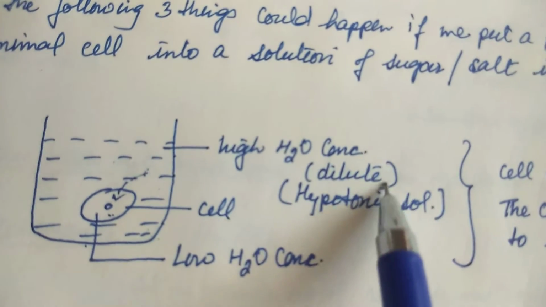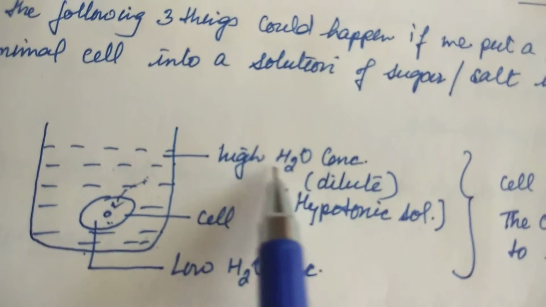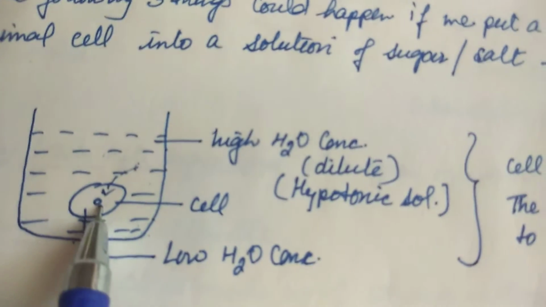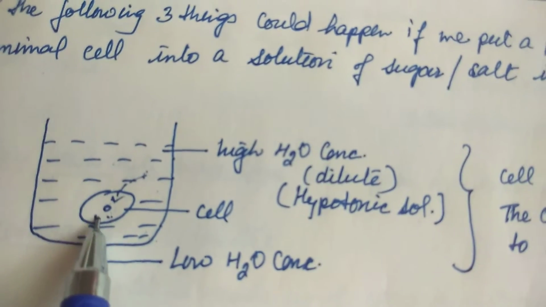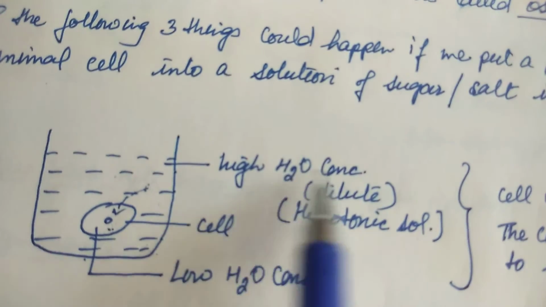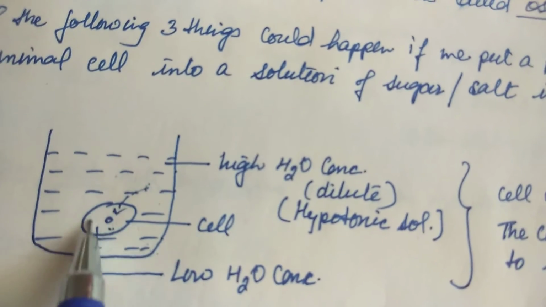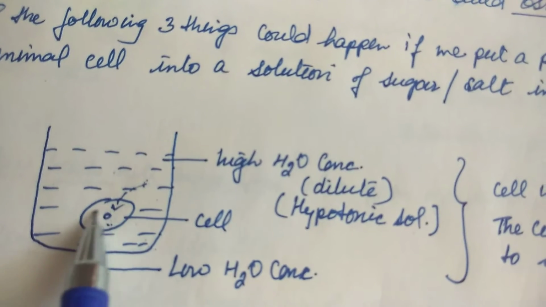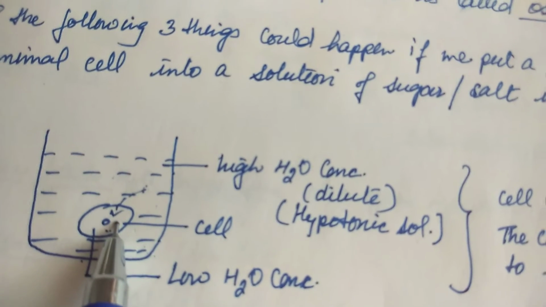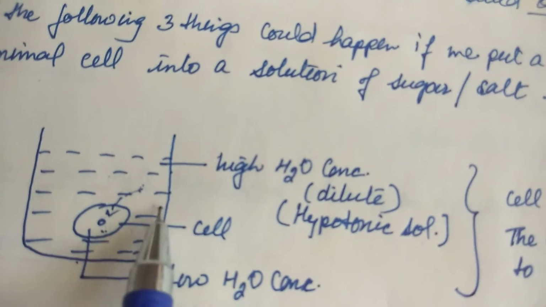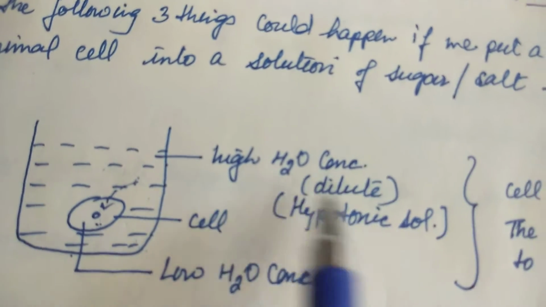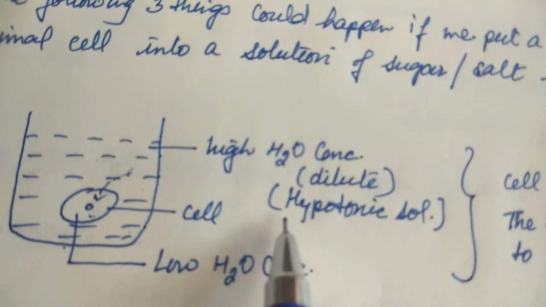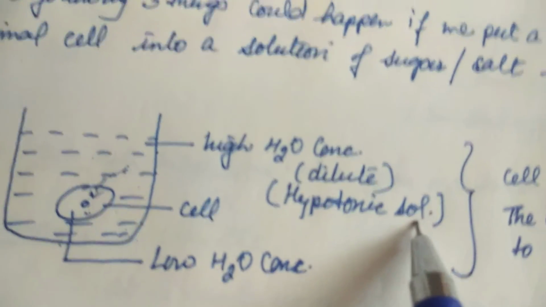Why, how can we say this is dilute? Because the concentration of water is more than that of the cell. As compared to the cell, the concentration of water is low in the cell and high outside, so we call this solution a dilute solution, and it's a hypotonic solution.